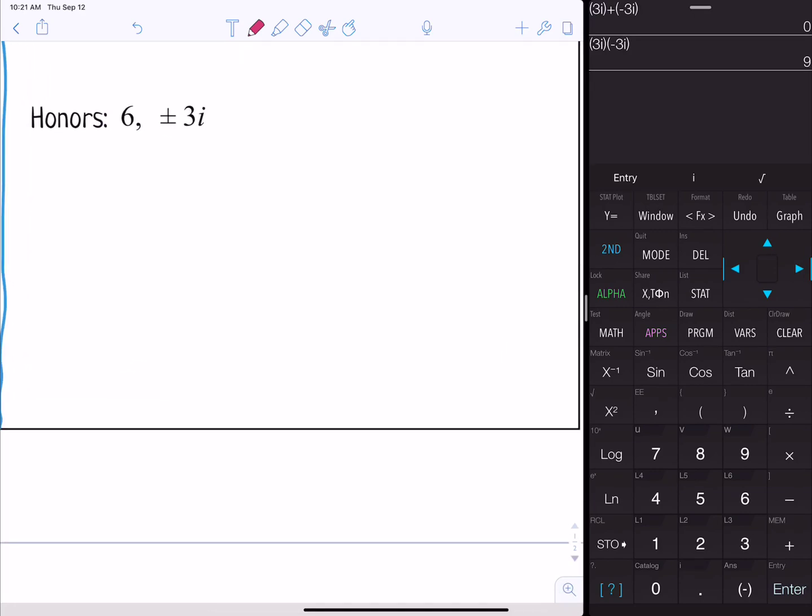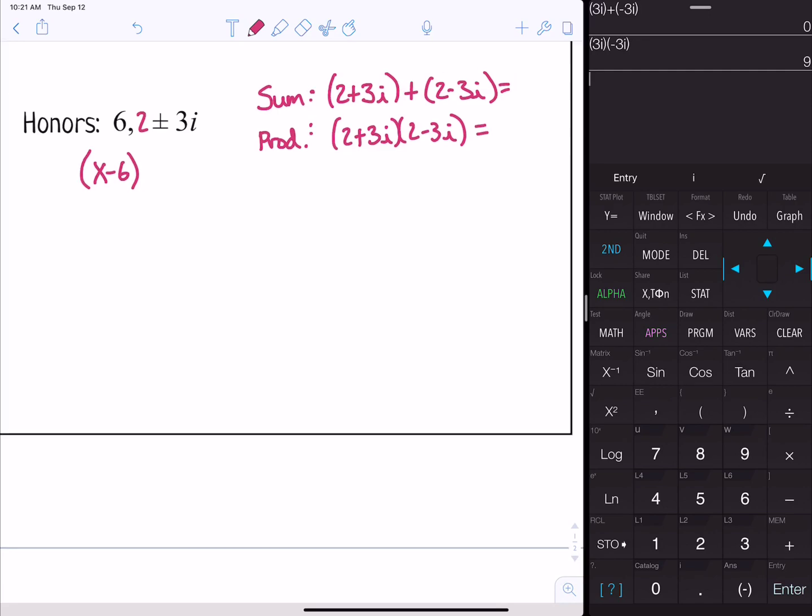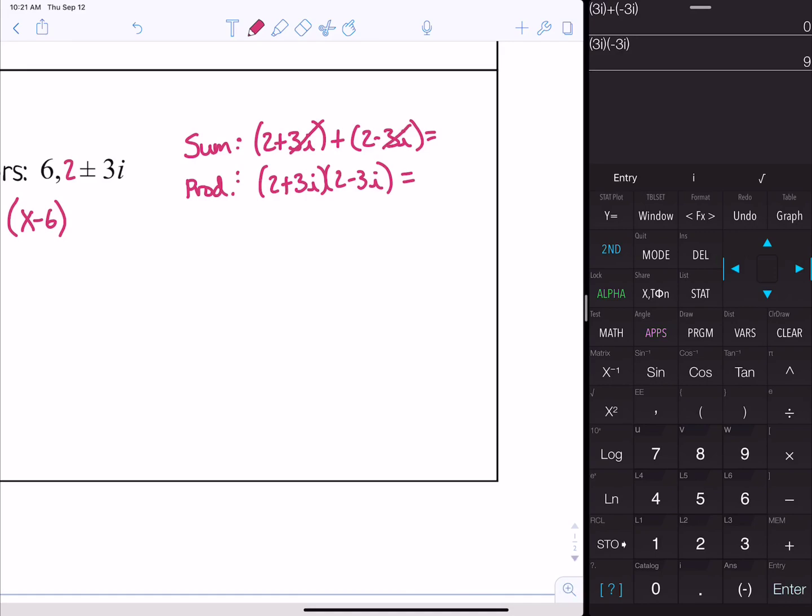For honors, yours is very similar. We just need to put a little 2 in the front. So we have x minus 6, and then we need to do the sum and the product for the imaginary roots. So 2 plus 3i plus 2 minus 3i, and 2 plus 3i times 2 minus 3i. Your calculator can help you certainly to simplify those. So in this first part, 3i and negative 3i would just cancel, so this adds up to 4. We put it over 1, and we say that equals negative b over a. When we multiply them together, you should get 13.